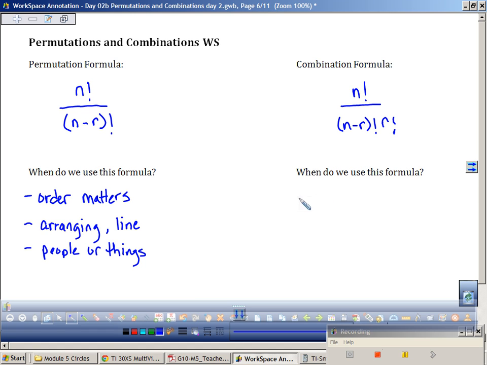Okay, when we use this one, order does not matter. Order doesn't matter. Choosing from a group.